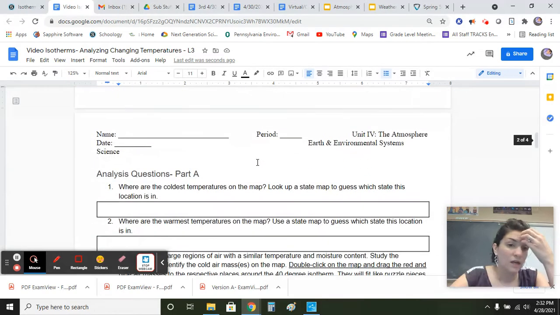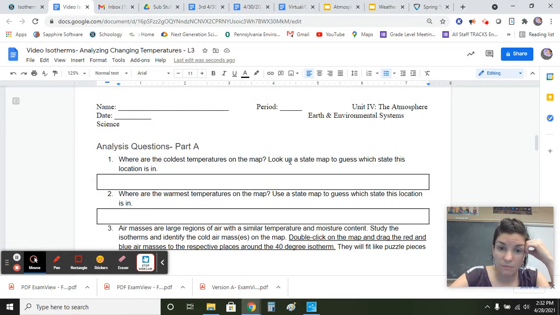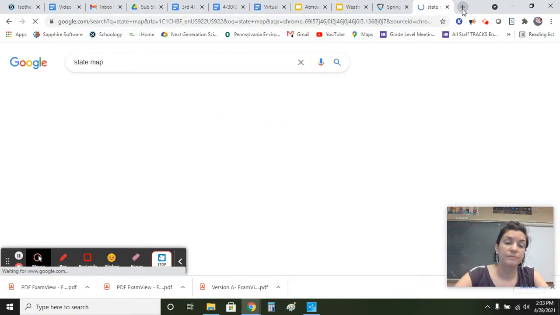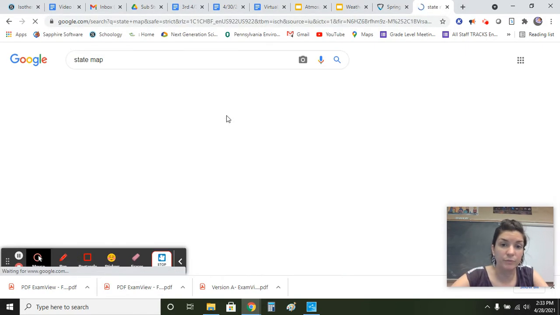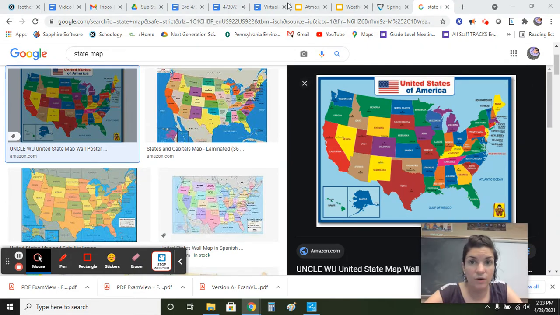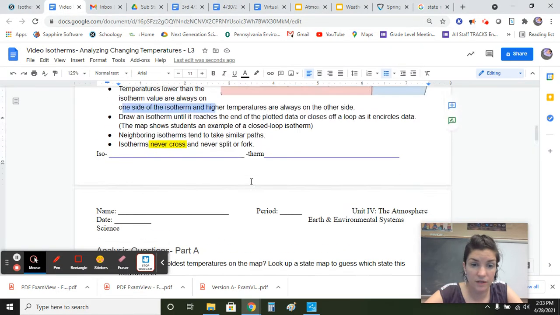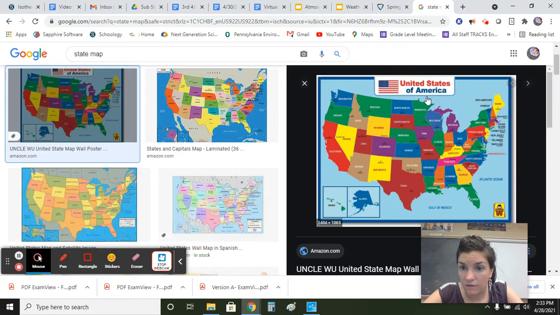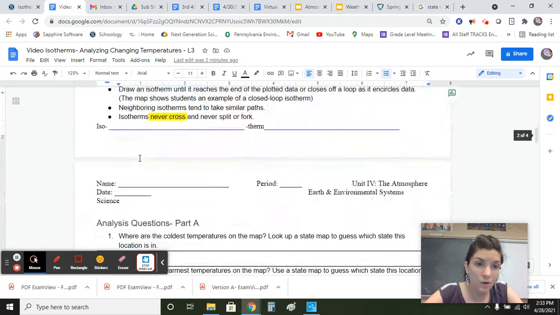Okay? All right, where are the coldest temperatures on the map? All right, look up a state map to guess which state this location is in. I'll do that for you. State map. Boom. All right, there we are. So the coldest temperatures, if I'm looking, are up here, kind of off to the side of Minnesota. So that would be North Dakota.